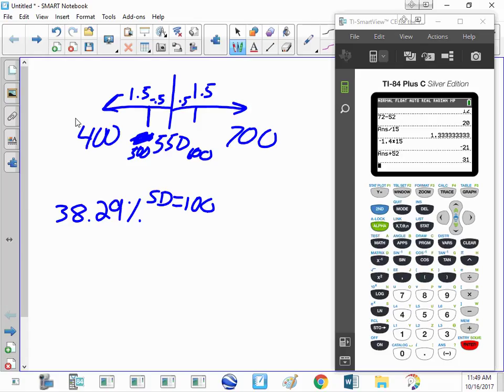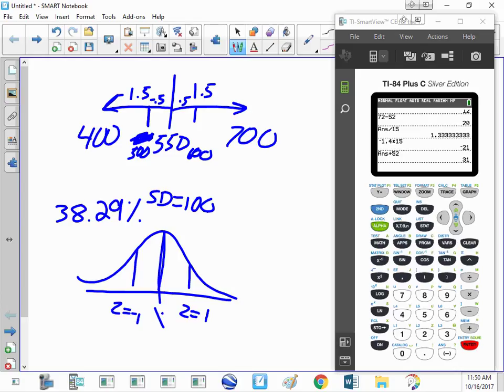So I guess you could say about 38.29, but if 1,000, so here is z equals 1 and z equals negative 1. And here's x bar. 1,000 kids landed in there, right? So how many kids took the test? Well, 68% of them equaled 1,000 students, right? So the total times 0.68 equals 1,000.